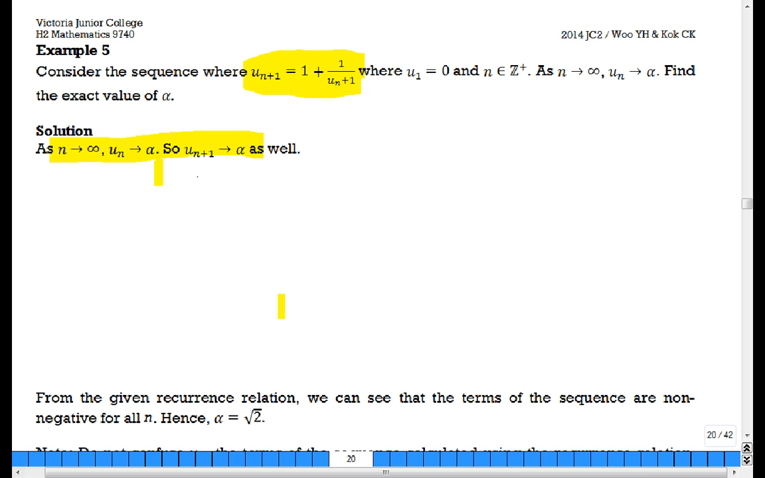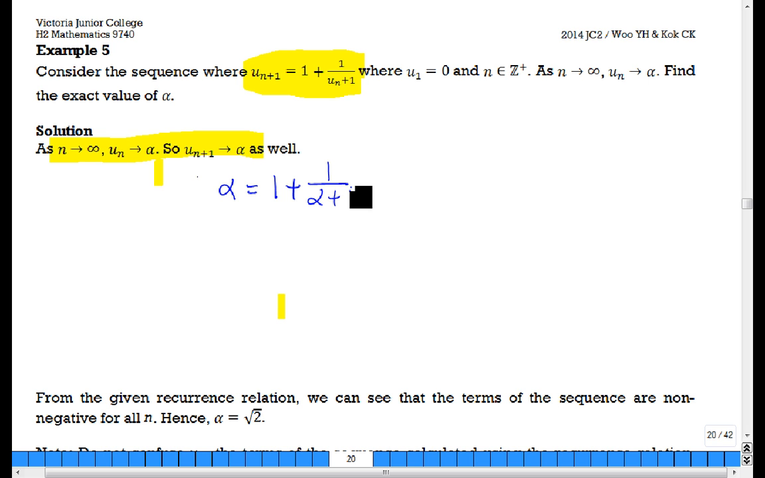Follow what I'm saying? That means as n tends to infinity, this is alpha. As n tends to infinity, this is also alpha. This is the most important step. As n tends to infinity, un plus 1 is close to alpha. Un also close to alpha. I use this equation to solve algebraically for alpha. Not too bad, right? Not a difficult equation to solve. So the rest is easy.